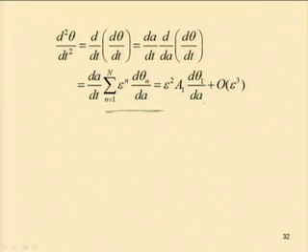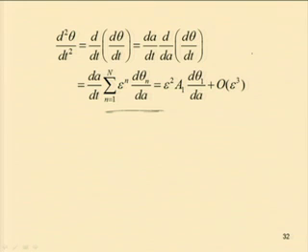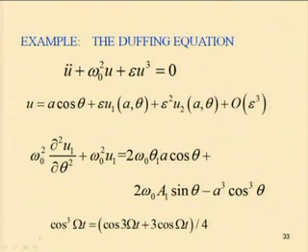Now, substituting these equations in the governing equation and separating the order of epsilon, one can get a set of equations, and from that set of equations, if one kills the secular terms, one can find the required equations for the solution of the governing equation. So, we can see one example, that is the Duffing equation.